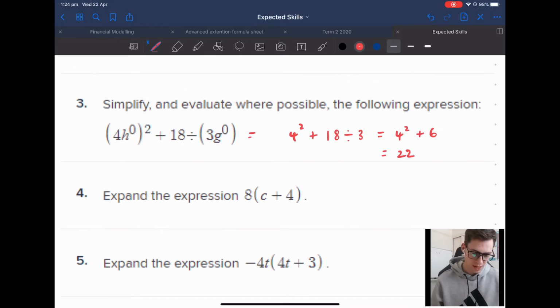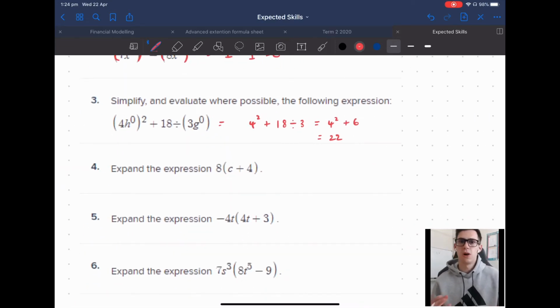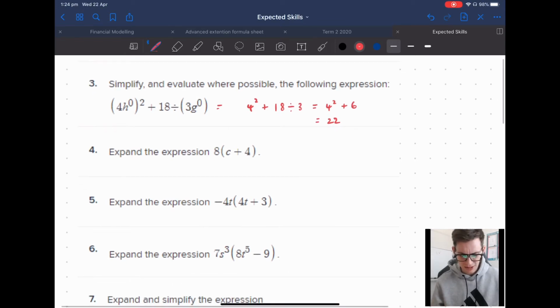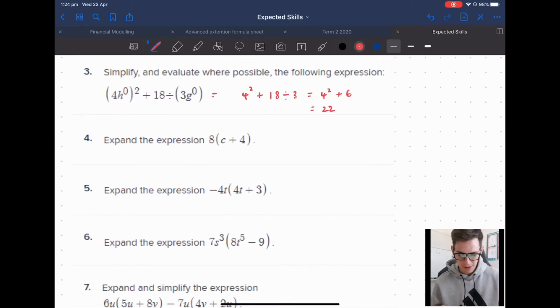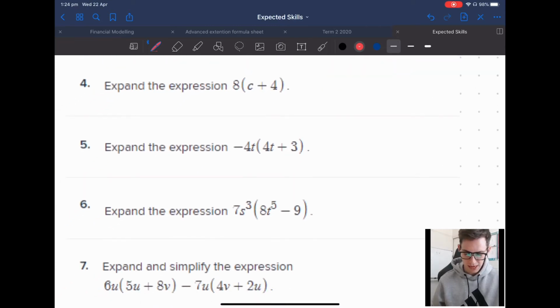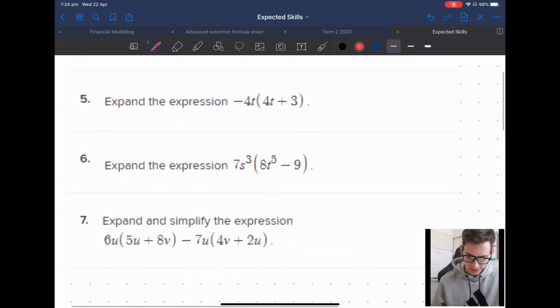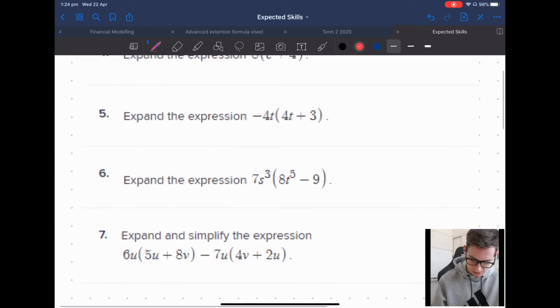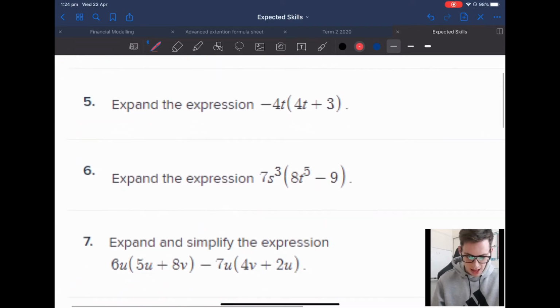When you do these, the numbers might be slightly different, or they might be the same. I'm not too sure, I can't remember what I did. I said these ages ago, but hopefully that helps you get through a few of them. I'm going to go through expanding. I think it would be best if I chose 5 because it's quite a tricky one.